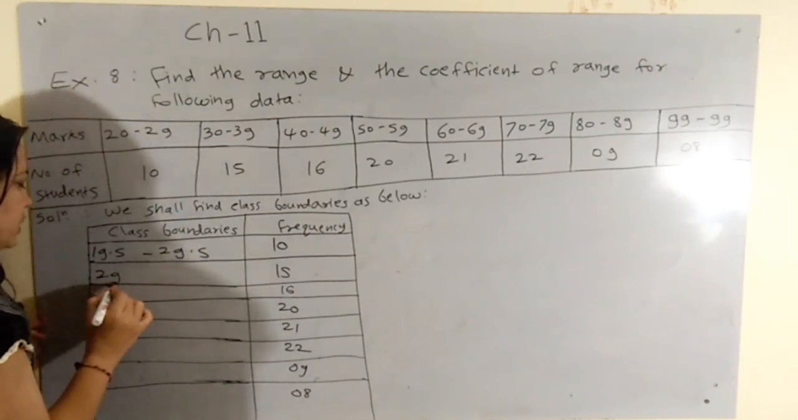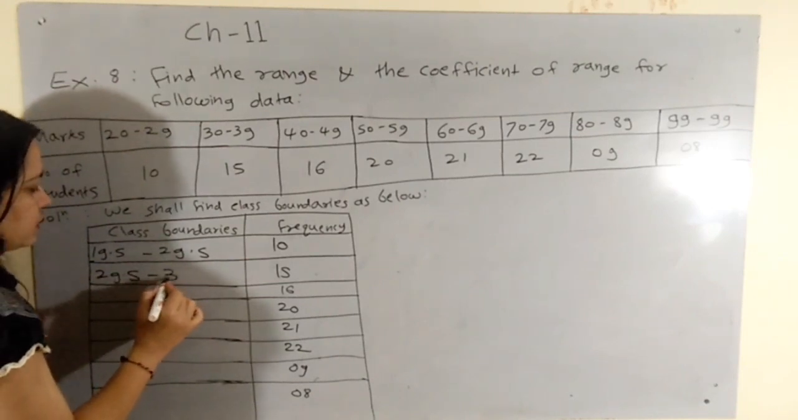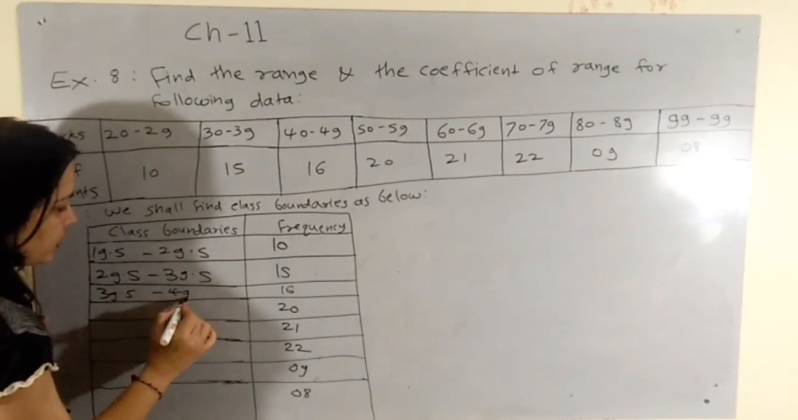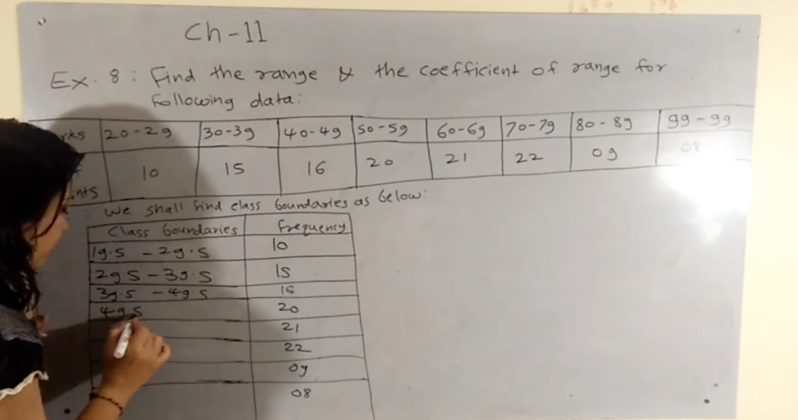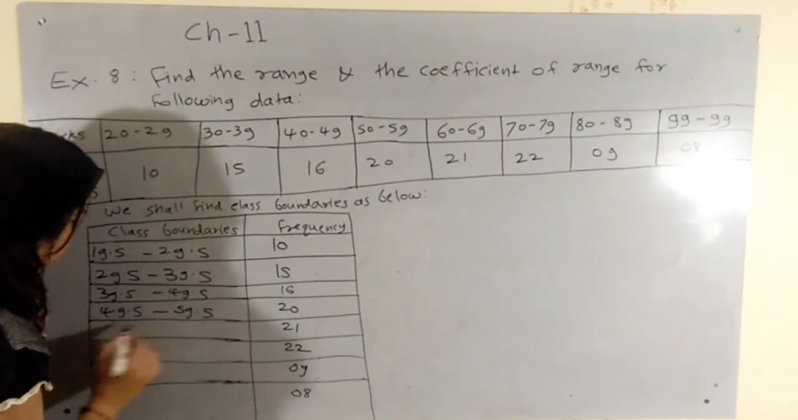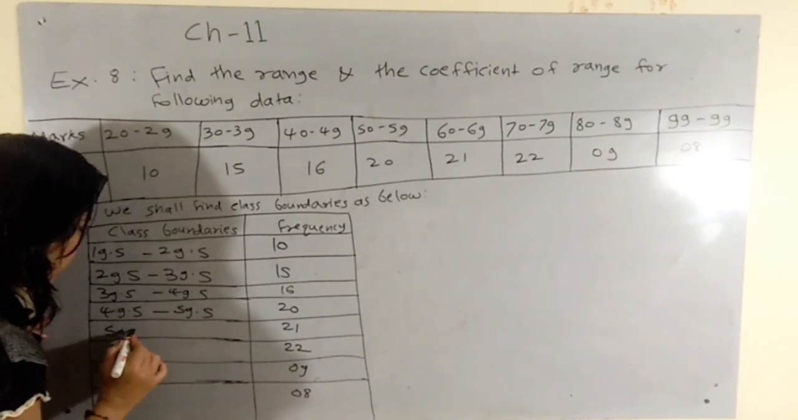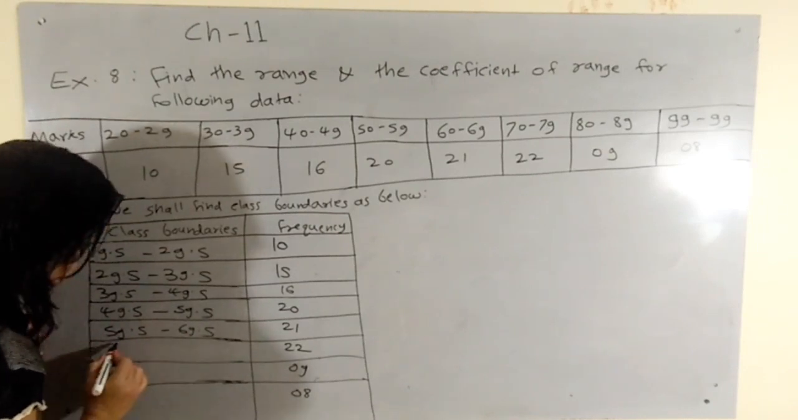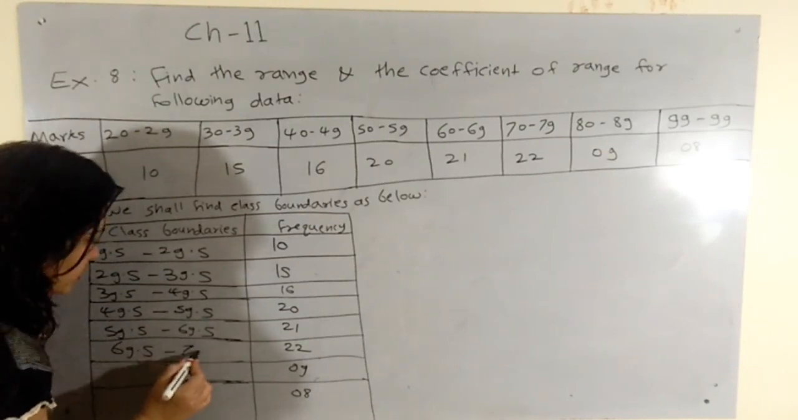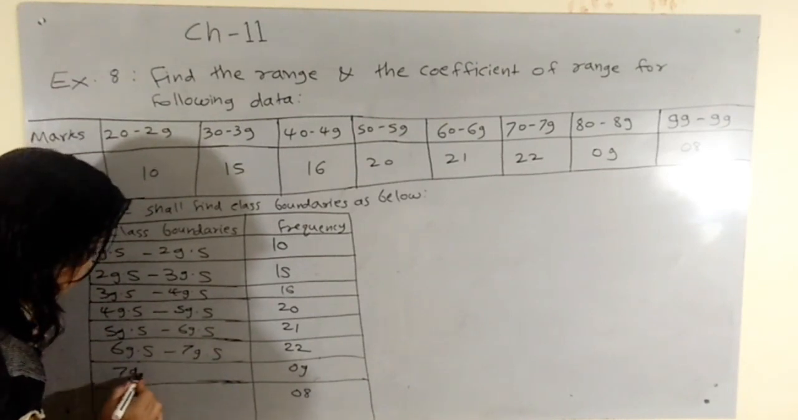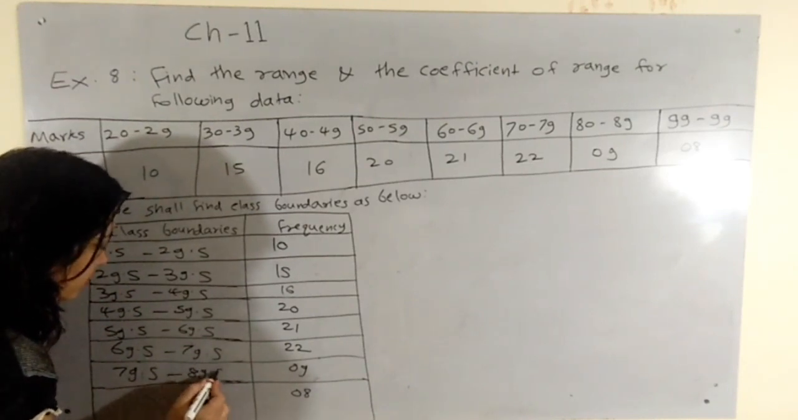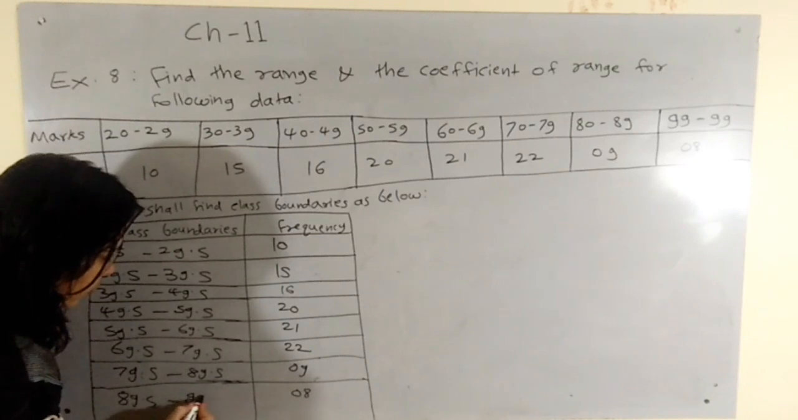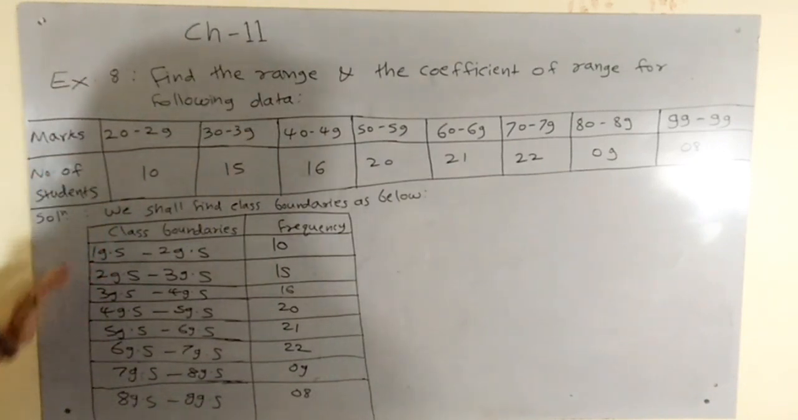Therefore 29.5 to 39.5, 39.5 to 49.5, 49.5 to 59.5, 59.5 to 69.5, 69.5 to 79.5, 79.5 to 89.5, and 89.5 to 99.5. So this is a continuous distribution.